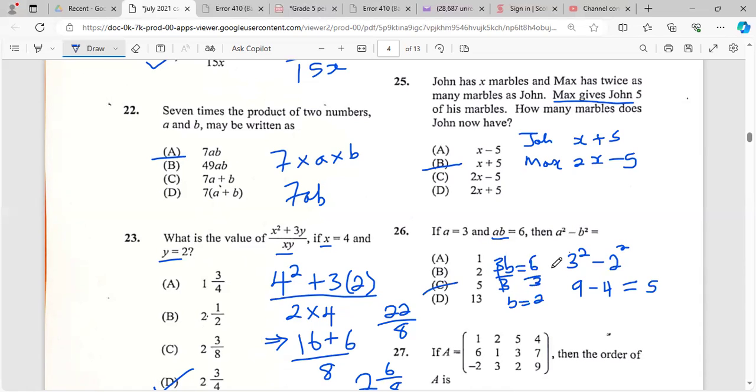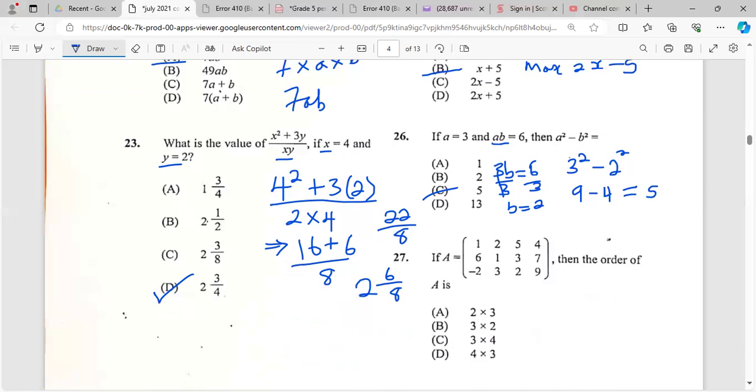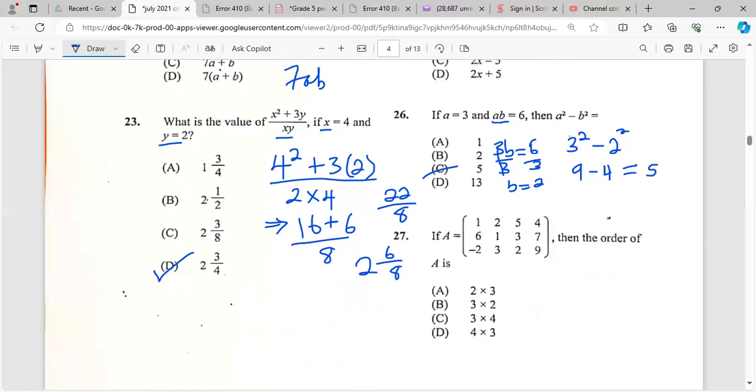Some people might sidetrack and say this should be plus, because of squaring a number. But remember, it's just B you're squaring. Alright, 27 now. If A is equal to that, then the order, yeah, this is something we do in paper two.